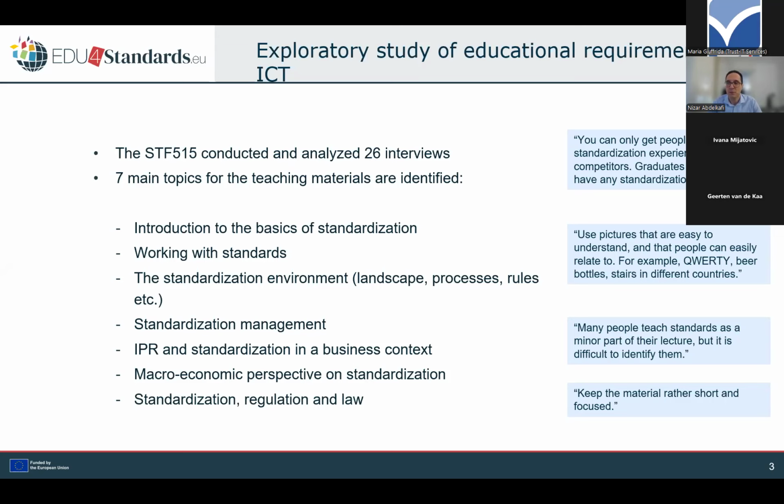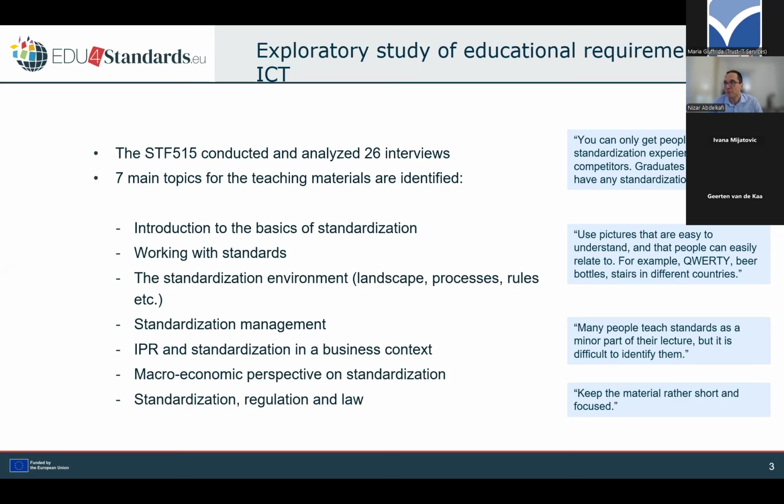You can see some statements on the right-hand side of the slide with regard to what we have been told by experts, by people that are related to standardization and education. For example, one said, you can only get people with standardization experience actually from your competitors. Graduates usually do not have any standardization experience. Another interviewee said, use pictures that are easy to understand and that people can easily relate to, for example, QWERTY, beer bottles, stairs in different countries.